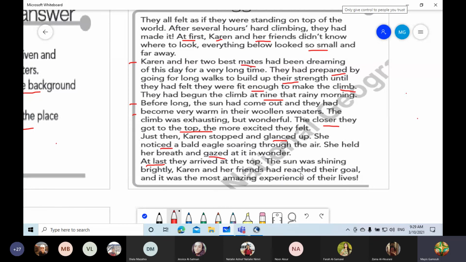Karen and her friends had reached their goal, and it was the most amazing experience of their lives. Here I came to the end. I came to my resolution after climbing and after being hot in their woolen sweaters. They reached their goal. This was my resolution for my story.